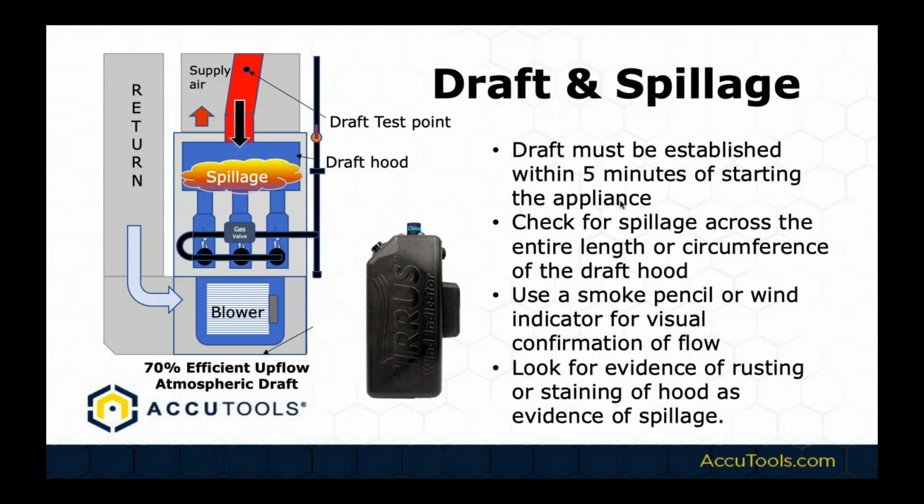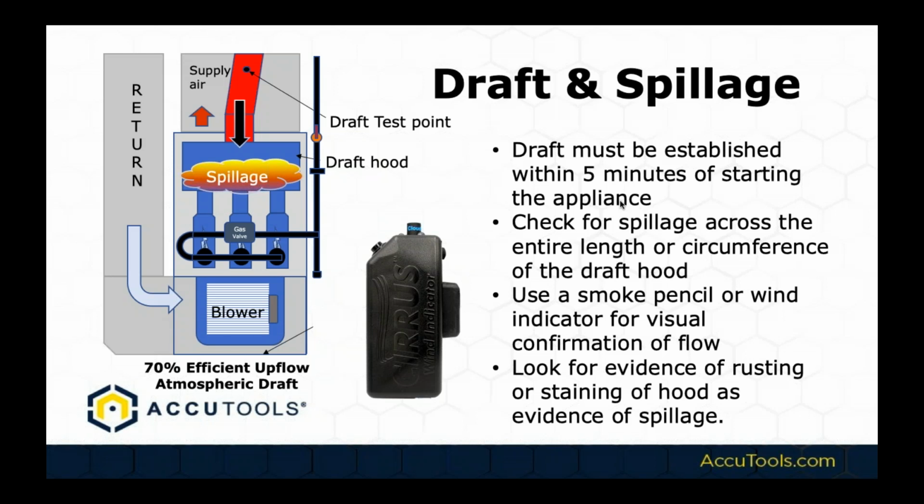In this case here, that little Cirrus wind indicator just makes a little puff of gas, or puff of smoke, that we can see. And what we're looking for is all that to get sucked into the draft hood. A good sign of a draft hood that's not venting properly is rust or staining on the outside of the hood. That's good evidence of spillage. Those are the things that we want to look for.